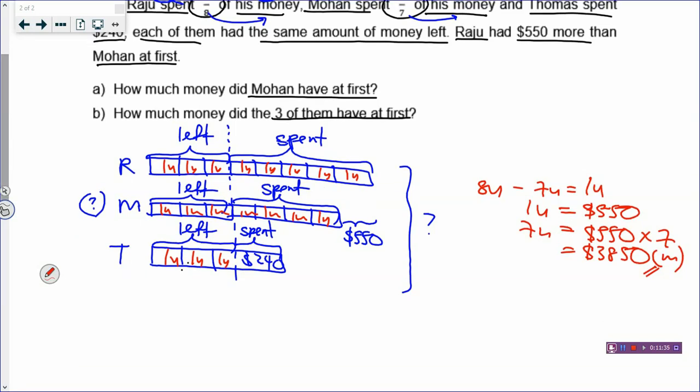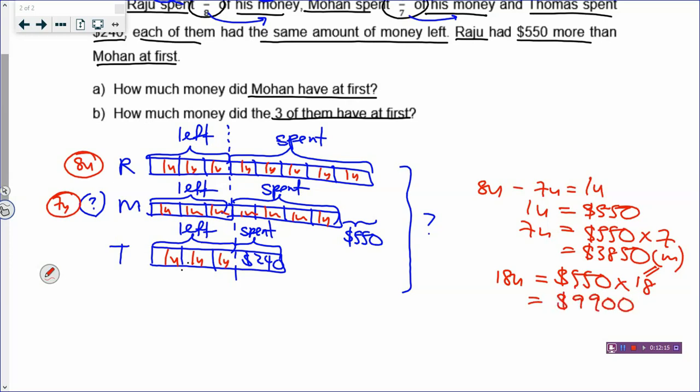You can count the total units, which is Raju has a total of 8 units. Mohan has a total of 7 units. And then Thomas has a total of 3 units plus another $240. So you add all the units, which is 8 plus 7, 15, 15 plus 3, so 18 units altogether. And you take 1 unit, which is 550, and you multiply by 18.